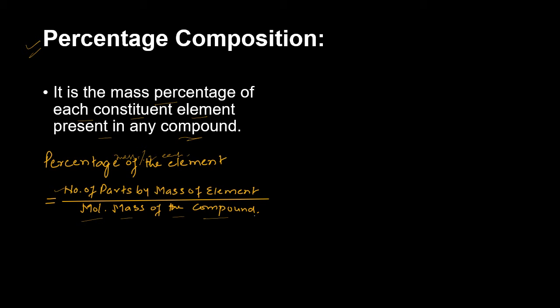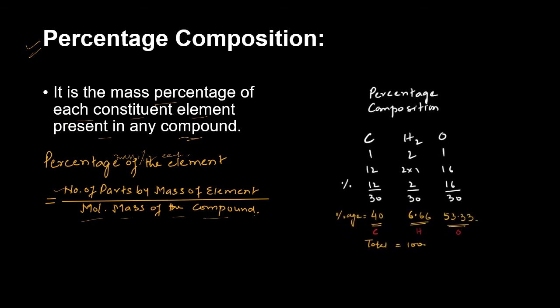For example, you see here we'll see the mass percentage of each individual atom in this empirical formula. For example, carbon is one part and its atomic mass is 12, and the mass percentage we will calculate over here.